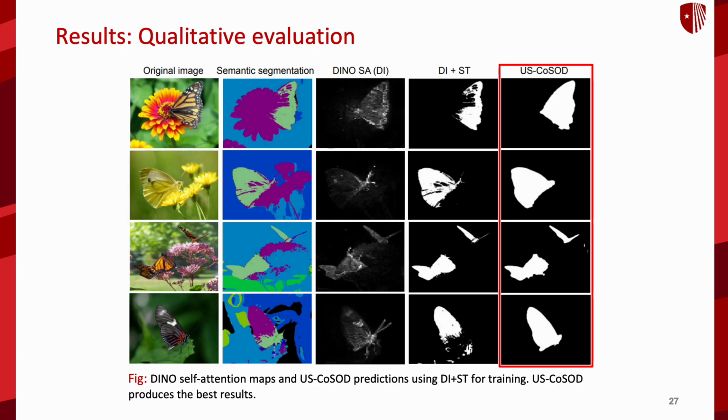Here we show that while multiple categories can coexist in an image group, for example flowers and butterflies, our Dino plus Stego model extracts the more co-salient butterflies, guided by our Dino self-attention maps. Also, our US-CoSOD model, trained using the pseudo-co-saliency mask, improves these predictions via improved structural consistency.